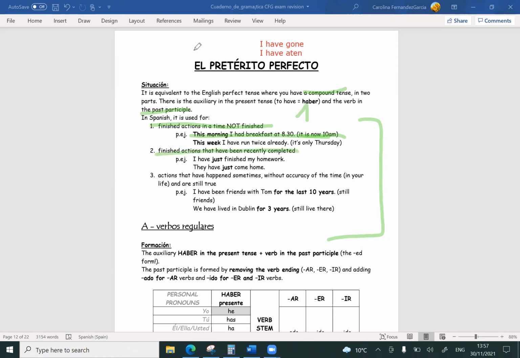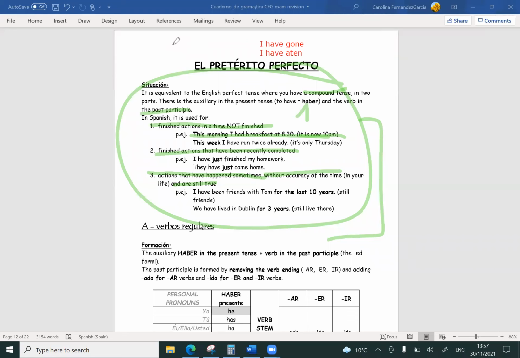Finished actions that have been recently completed. I have just finished my homework. I have just finished it right now. Actions that have happened sometimes without an accuracy of time in your life and are still happening, are still true. I've been friends with Tom for the last 10 years and we're still friends. So this has a feeling of being in the past, but not as far in the past as something like I went or I did.